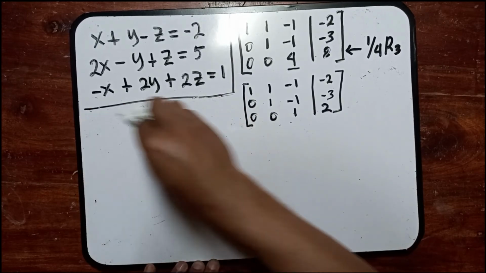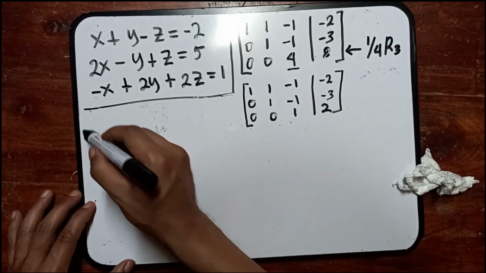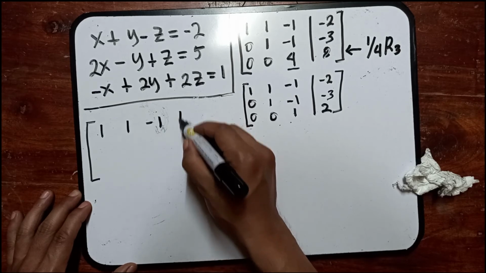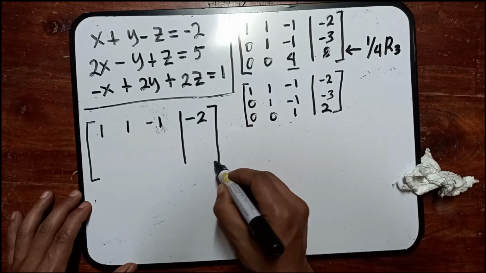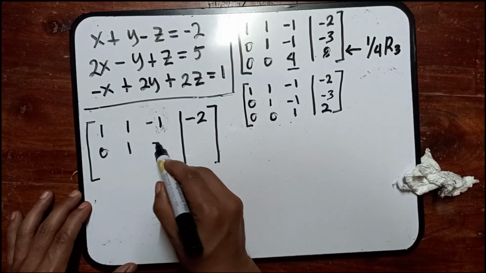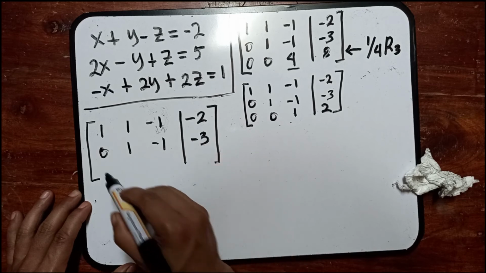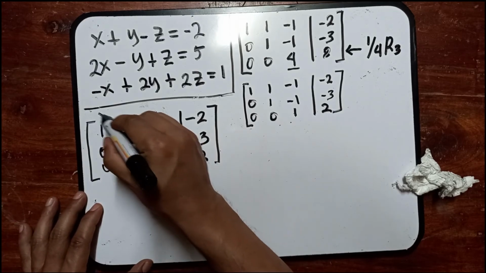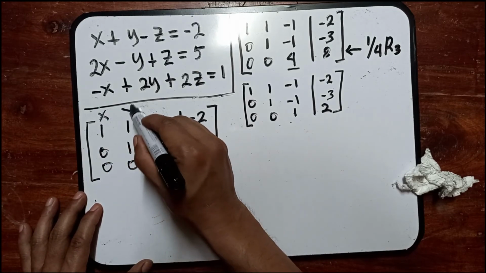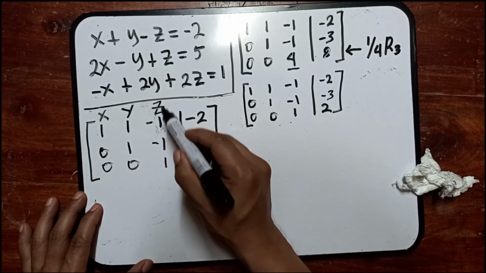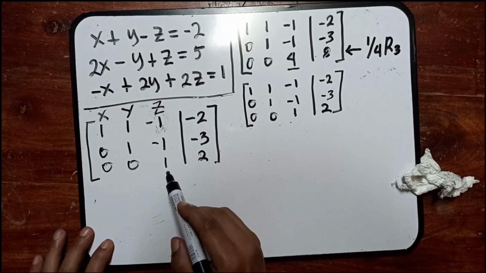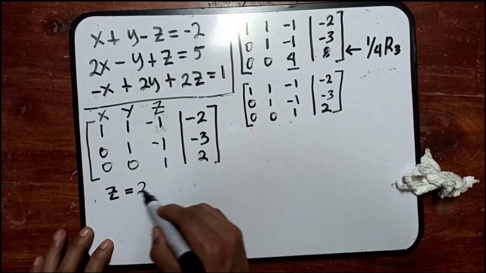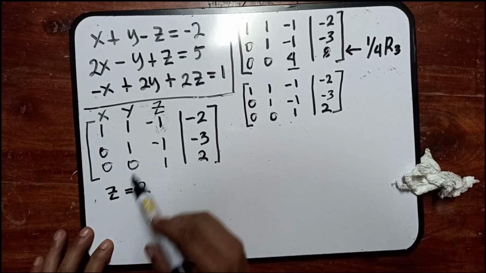Okay, so let's rewrite this. So we have now these numbers 1, 1, negative 1, and then we have the negative 2, and then we have 0, 1, negative 1, and then we have negative 3, and then 0, 0, 1, and then positive 2. Remember, this column are the values for x, and this column are the values for y, and this column are the values for z. Okay, so for z, we already know that z is equal to 2. We can now make use of z to solve for y.